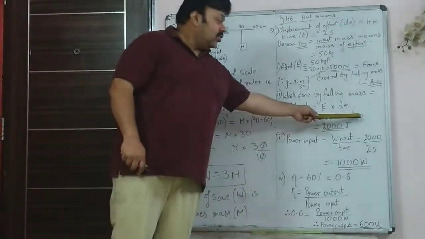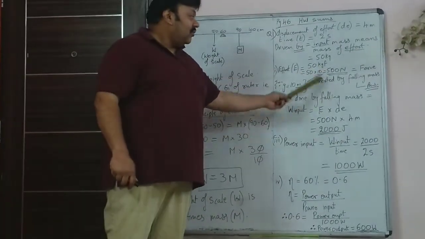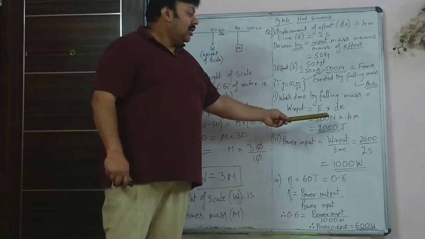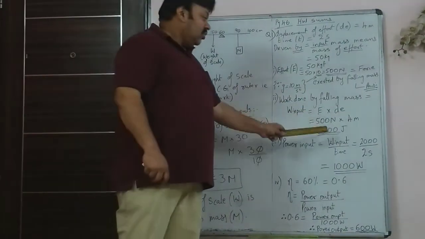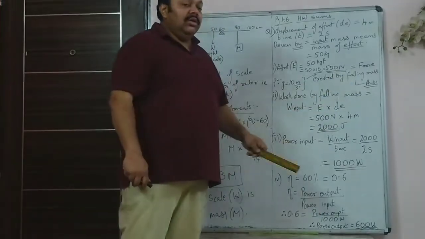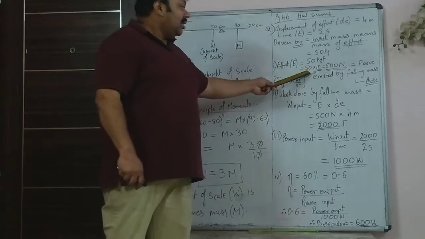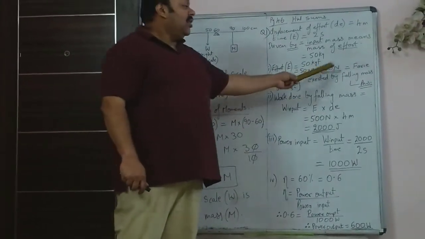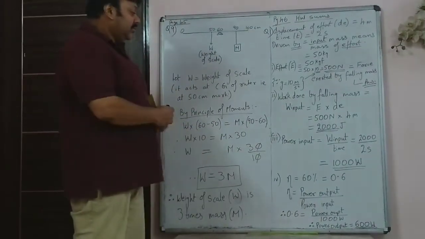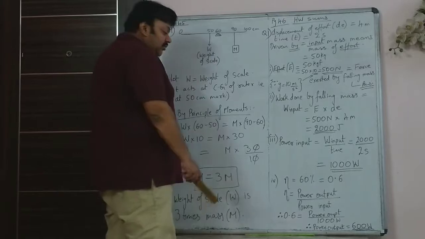So Newton into meter gives you joule. Had you written kgf 50 into 4, 200 kgf meter, that is joule, that is wrong, because joule is Newton into meter. So make sure that your unit for effort is Newton and that you have multiplied kgf with 10 and found 500 Newton. So work input is 2000 joule.